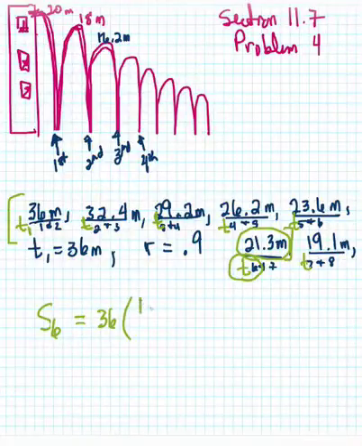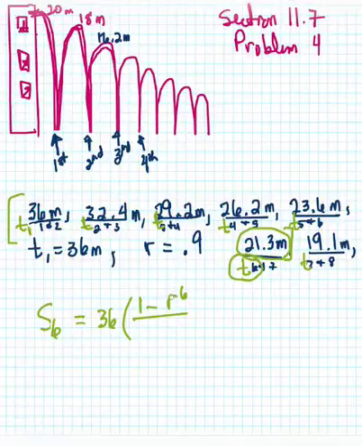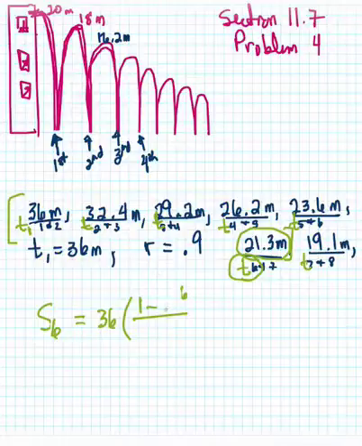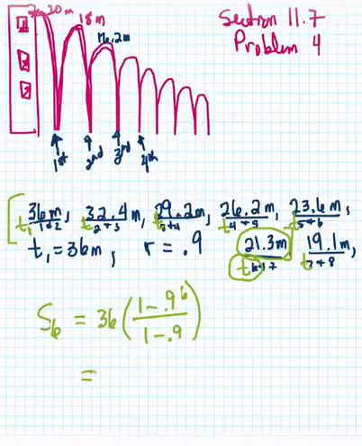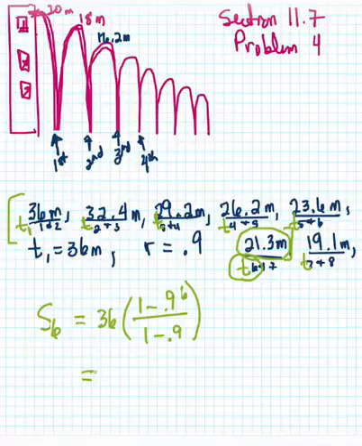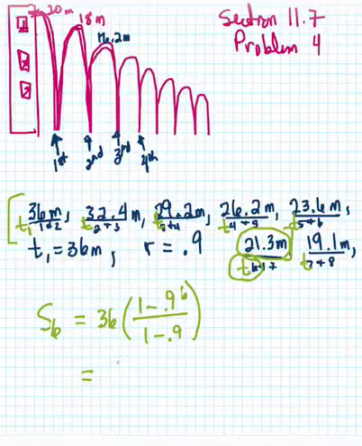36 times the ratio of 1 minus r to the 6th, right? R to the n over, oh, well, wait, we know what r is, 0.9. Why don't we put r in there, shall we? Yes, we shall. 0.9 raised to 6 over 1 minus 0.9, right? And so this is going to equal, I don't know what that is, let me see. It's 1 minus 0.9 raised to the 6th, which is 0.468559, divided by 1 minus 0.9, which is just going to be 0.1, and that's going to be 4.68559.